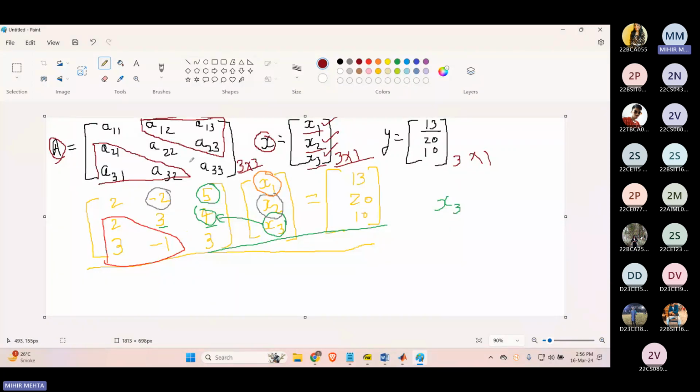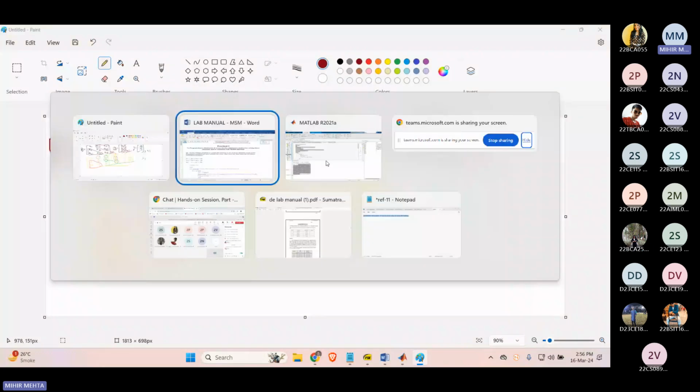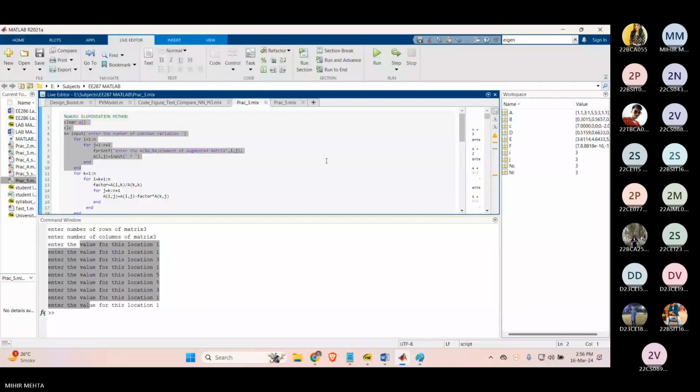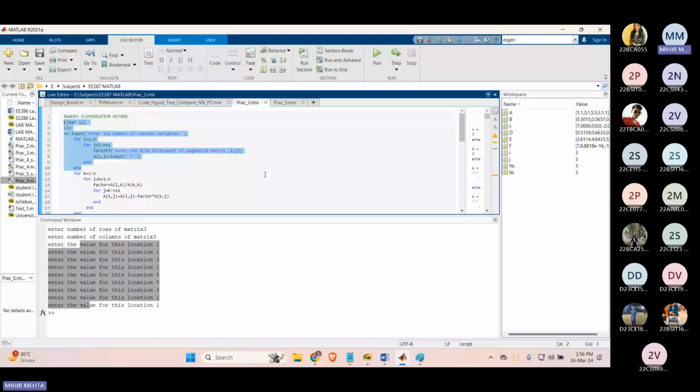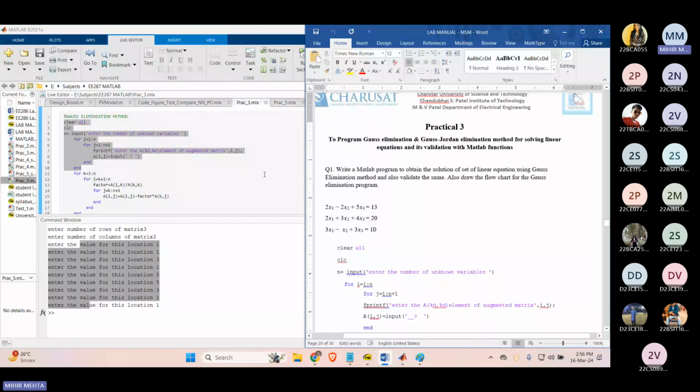So here again, as we move back to our screen using MATLAB, here we have three equations. Again, the number of unknowns are 3, that is x1, x2 and x3. So here I give my number of unknowns as 3. So the value of n is stored as 3. Okay. Now once the value of n is stored as 3, I am running this loop from i equals 1 to 3.